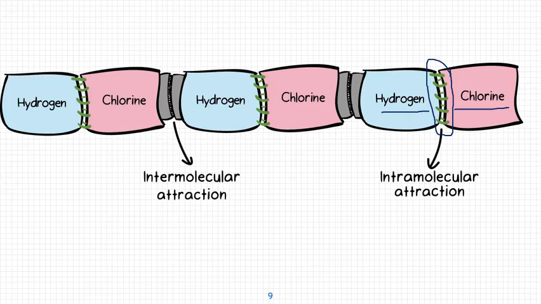to create something new. But each separate molecule of hydrogen bonded with chlorine is going to be attracted to other molecules through the intermolecular attraction. So there's a couple different types of this, and we're going to look at these different types today.